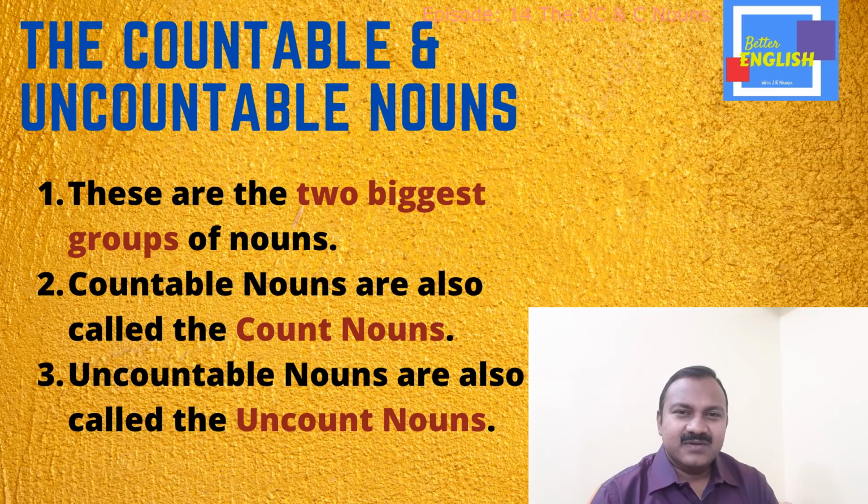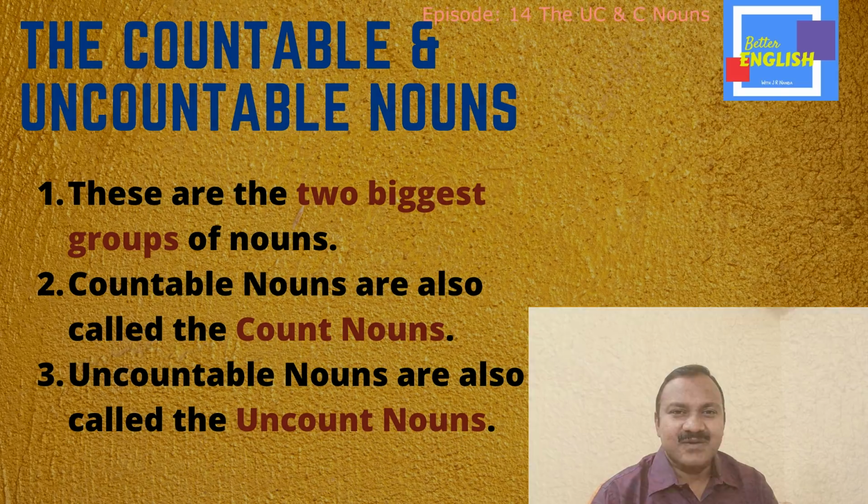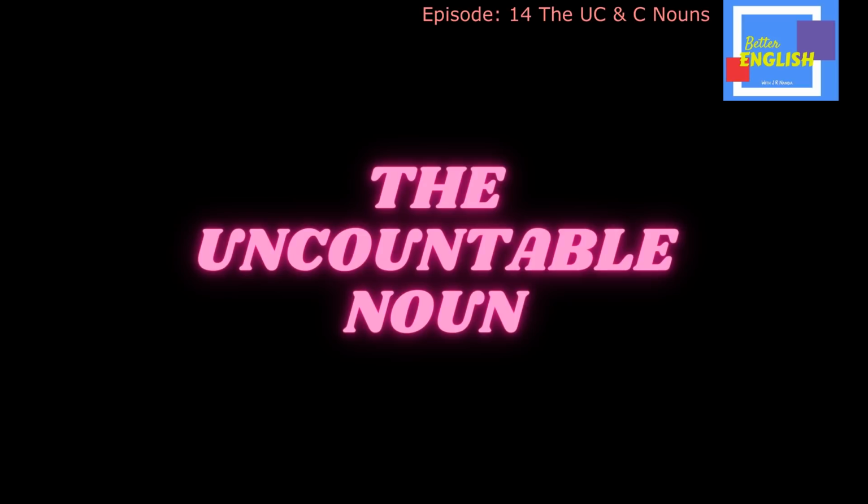The countable and the uncountable nouns are the two biggest groups of nouns. The countable nouns are also known as the count noun. Similarly, the uncountable nouns are also known as the uncount noun. Let's discuss the uncountable noun first. 3 things you must remember about the uncountable nouns.